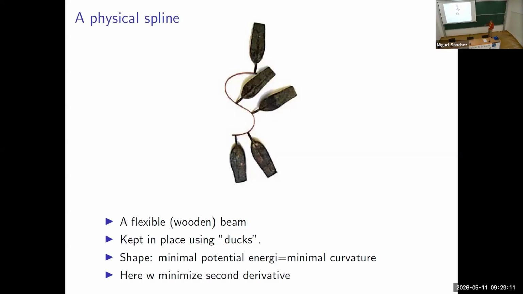And these big loads here are quite heavy, but you can move them so that, for example, if you want to make an S, this is how you could do it. The shape of the physical spline will be that it tries to minimize its potential energy, and the potential energy is somehow related to the minimal curvature of the function. You have to do some integration and stuff. But what we usually do is, instead of minimizing curvature, we minimize the second derivative. So that's what we will do here.